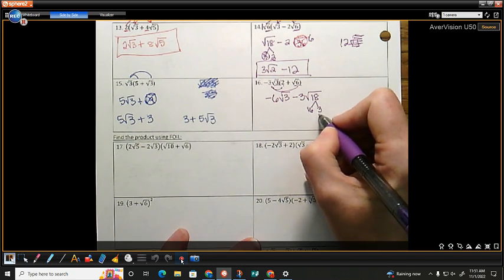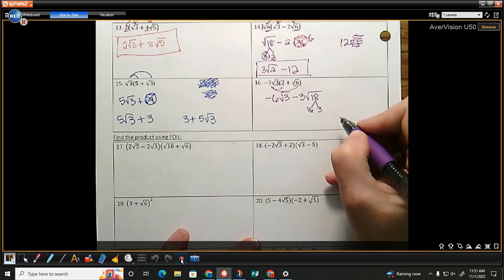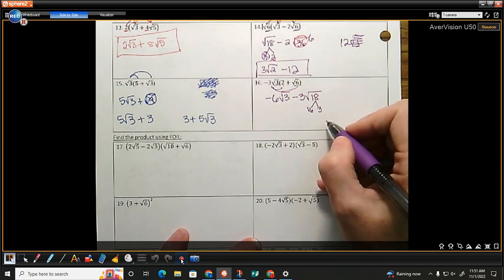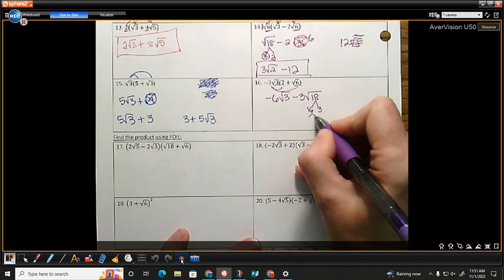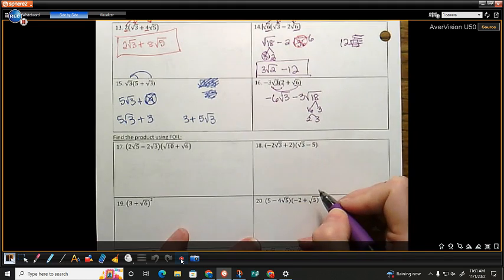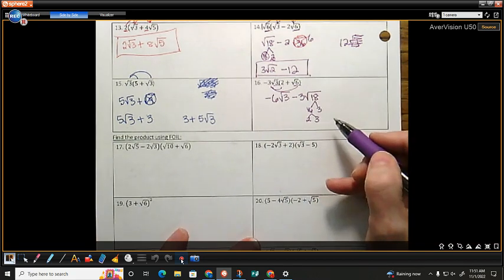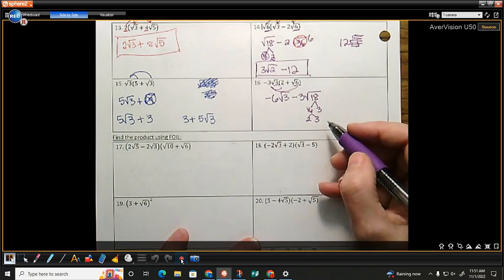You put the 6 on the outside. The 6 is not a perfect square. That's 2 times 3. That's not a perfect square. But now that I have factored the 6, do you see anything in here that could be a perfect square? 2. Nope, 2 is not a perfect square.